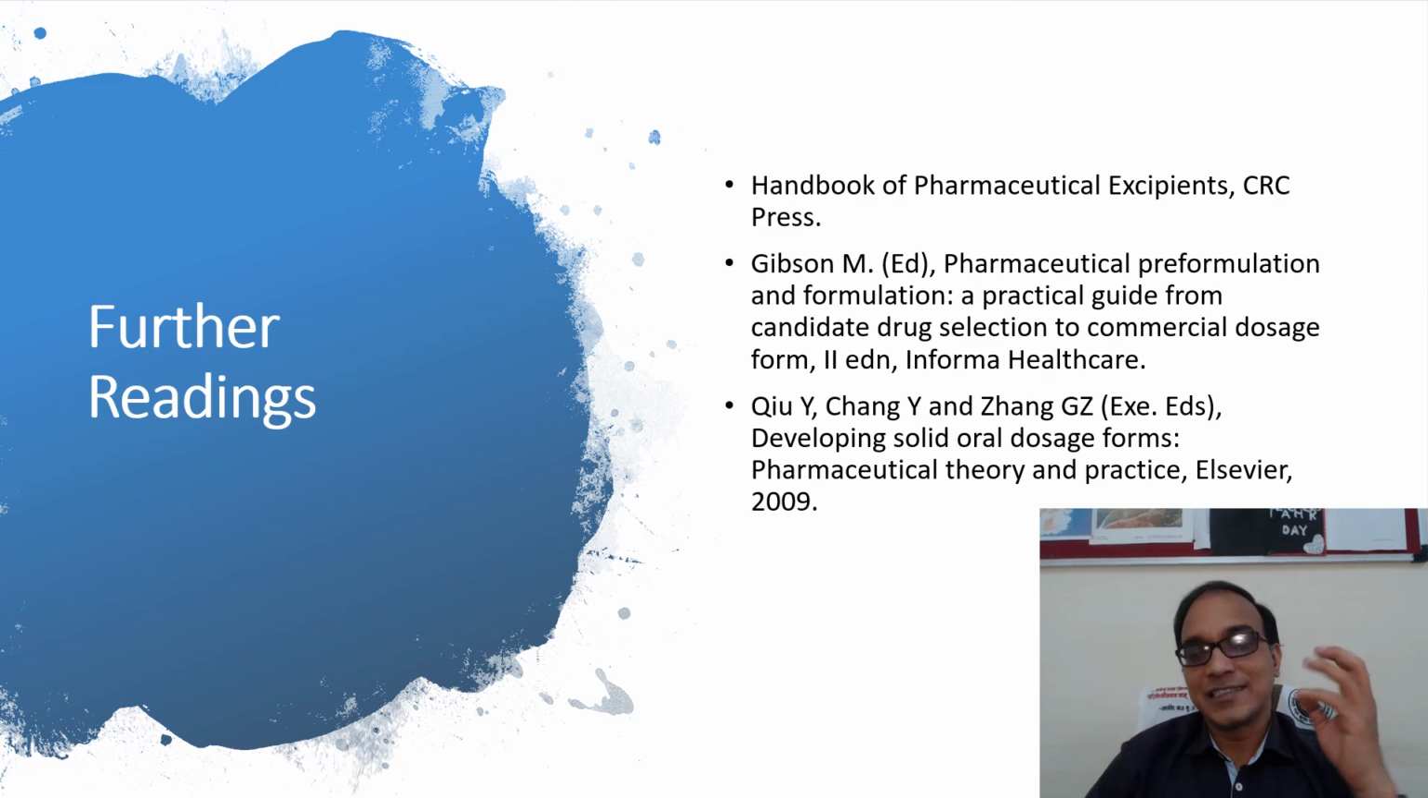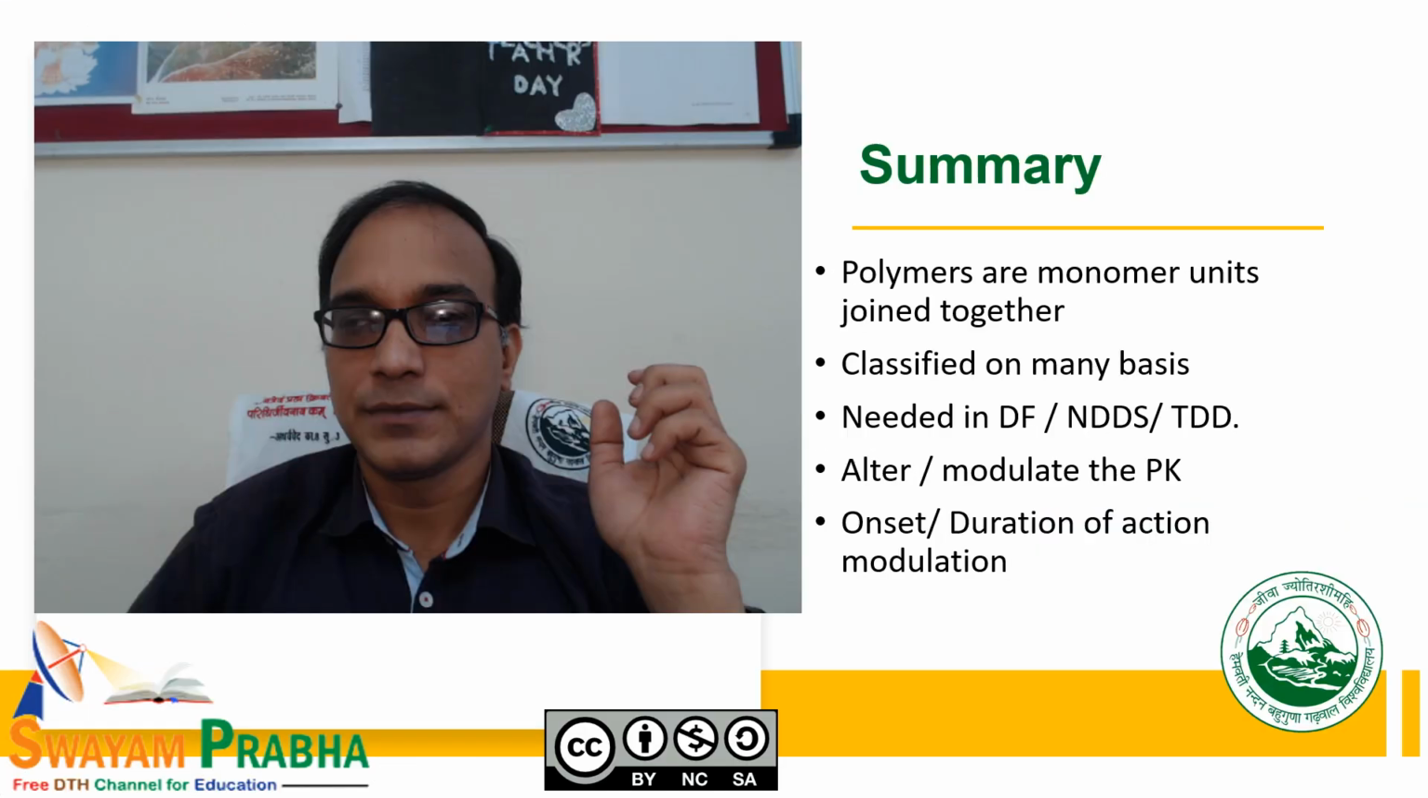So these are some references, and I like this book, Handbook of Pharmaceutical Excipients, CRC Press. It is an encyclopedia, you can say, of the polymers. It is a wonderful book. Each and every polymer you will get in it, and some other references.